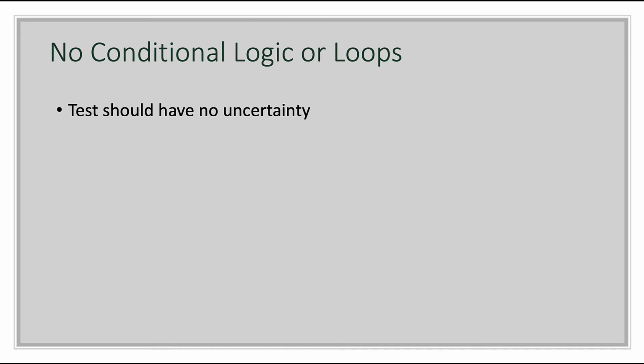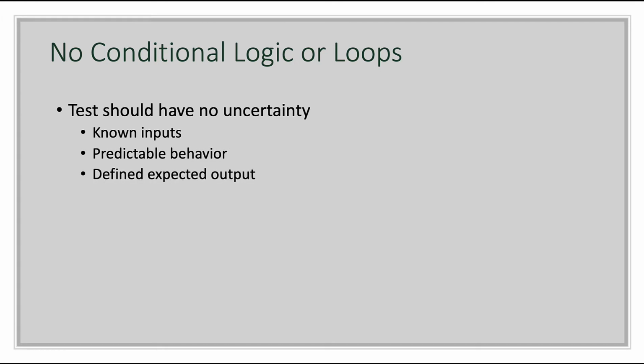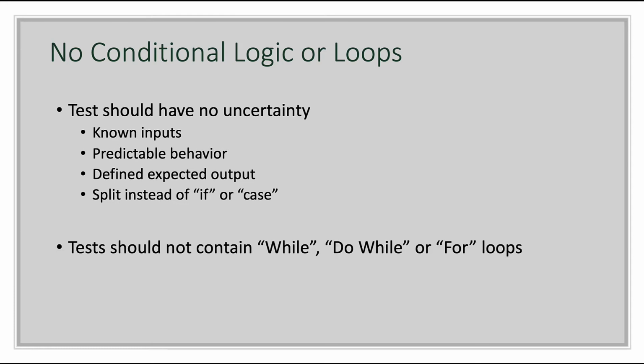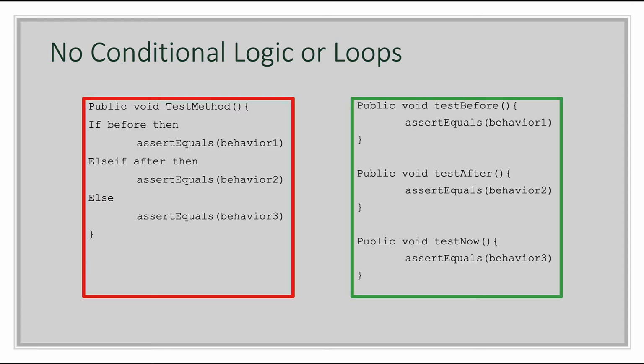No conditional logic or loops. All inputs should be known. A method's behavior should be predictable. Expected output should be strictly defined. So there is no chance of if-else conditions. Instead, split into two tests, rather than using if or case. So if test logic has to be repeated, it probably means that the test is too complicated. So call the method multiple times rather than looping inside of the method. Here is an example. Instead of using conditions inside a test case, you split them up as single test cases.